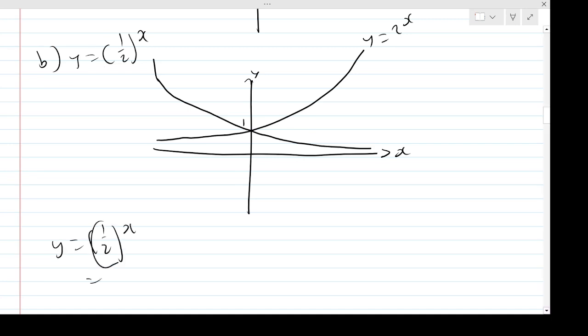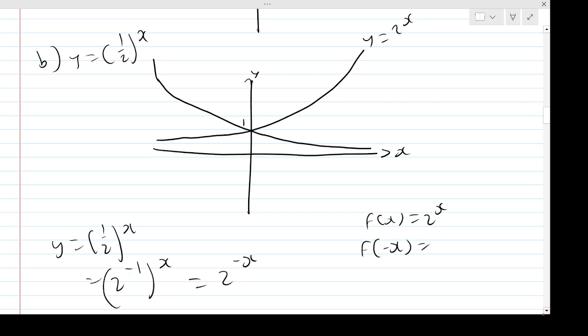So firstly, this is a half. We can write that as 2 to the power of minus 1. Right, it's a reciprocal, 2 to the power of x. That's then 2 to the minus x. Well then, if we compare that to 2 to the x, so if we called f of x equal to 2 to the x, then 2 to the minus x is f of minus x, right?